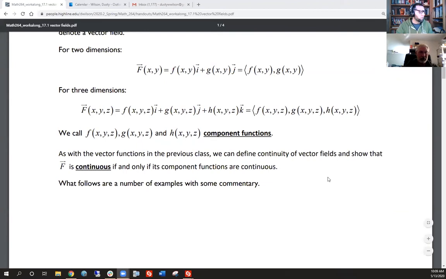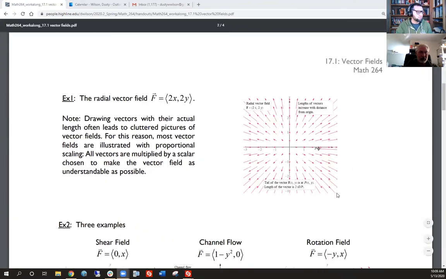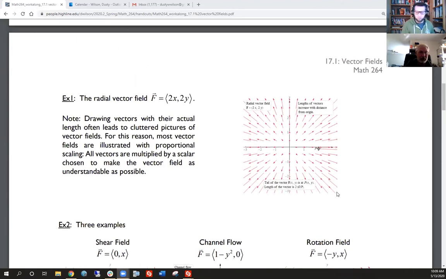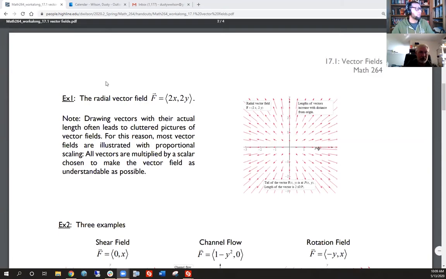All right, so what follows are a number of examples with some commentary. So let's see.